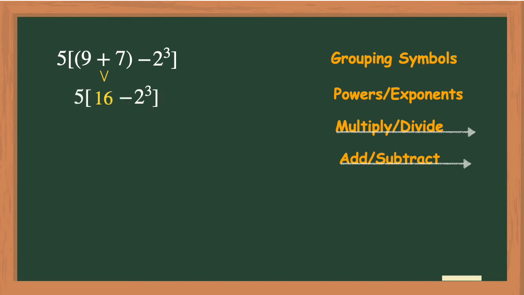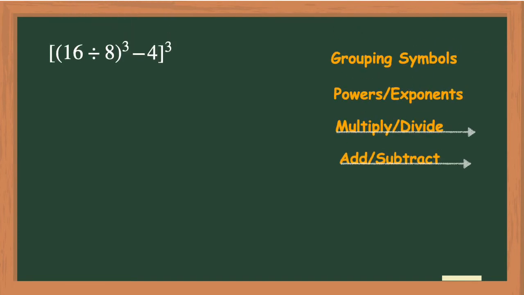Bringing down the rest of the expression, I see that my next step inside the brackets will be to solve the power of 2 cubed, or 2 to the 3rd power, to get 8. My last step inside these brackets is subtraction. I will subtract 8 from 16 to get 8, and the only operation left is to multiply 5 and 8 to get a final simplified answer of 40.